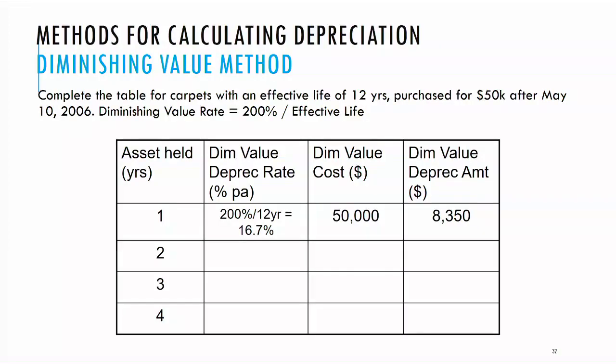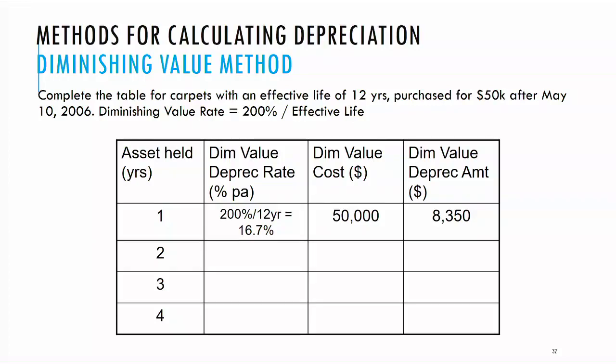What does the diminishing value method mean? There are some assets, especially machinery, that have higher productivity and usage in the first few years, but at the end of their usable life they don't produce as much as they did at the beginning. So their value is diminishing. So we depreciate a higher amount in the first few years and a lesser amount in the last few years.